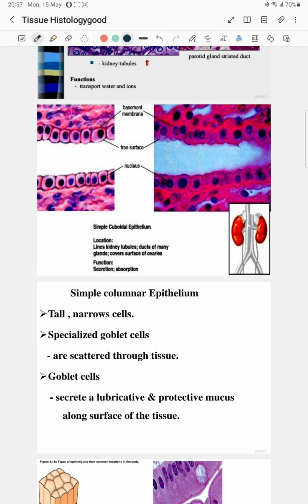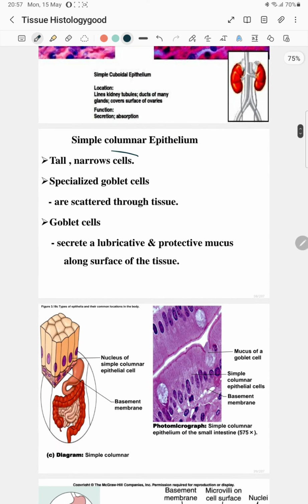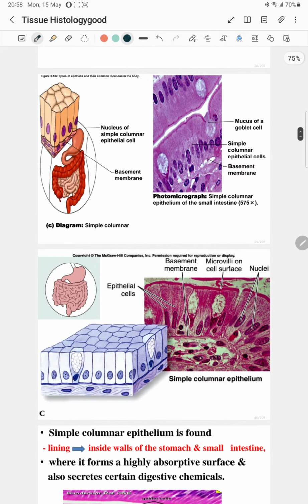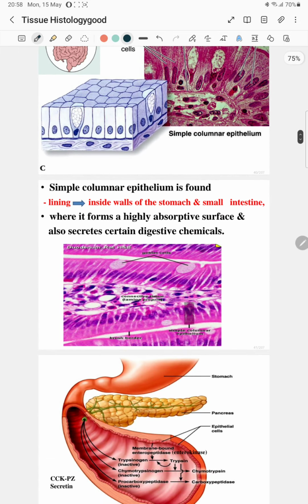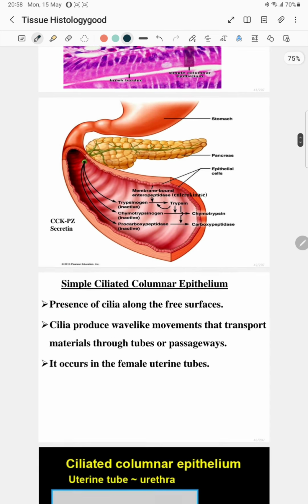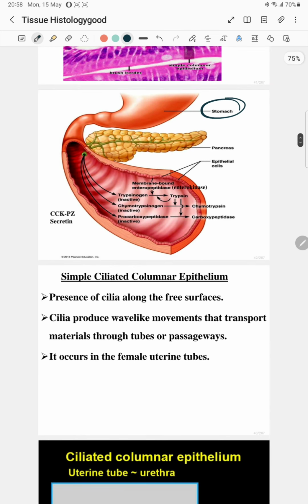Then comes columnar epithelium. As I've already told, they are tall and narrow in shape. They are of different types. These are different goblet cells which are found inside our stomach also. They help in different functions. Simple columnar epithelium is found lining the inside wall of the stomach and small intestine, where it forms a highly absorptive surface and also secretes certain digestive chemicals. So this is our stomach, this is our pancreas, and this is our intestine. So this layer has these cells.